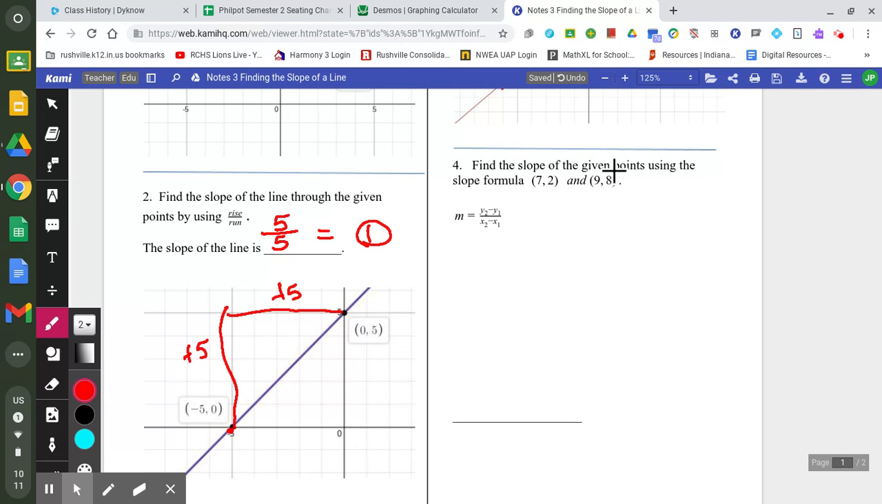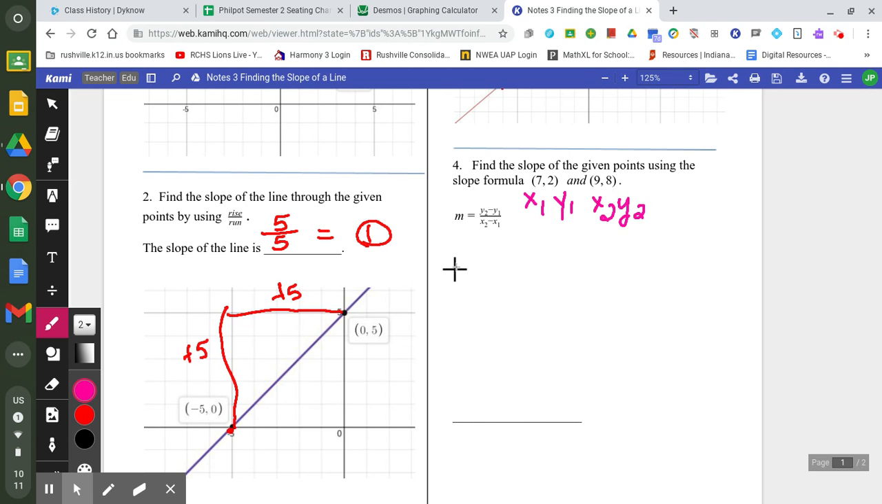Now, moving on to number 4, we have to use the slope formula because they didn't give us a picture. So we're going to use this formula. And so I'm going to label my points. So here is x1 and y1. And here is x2 and y2.